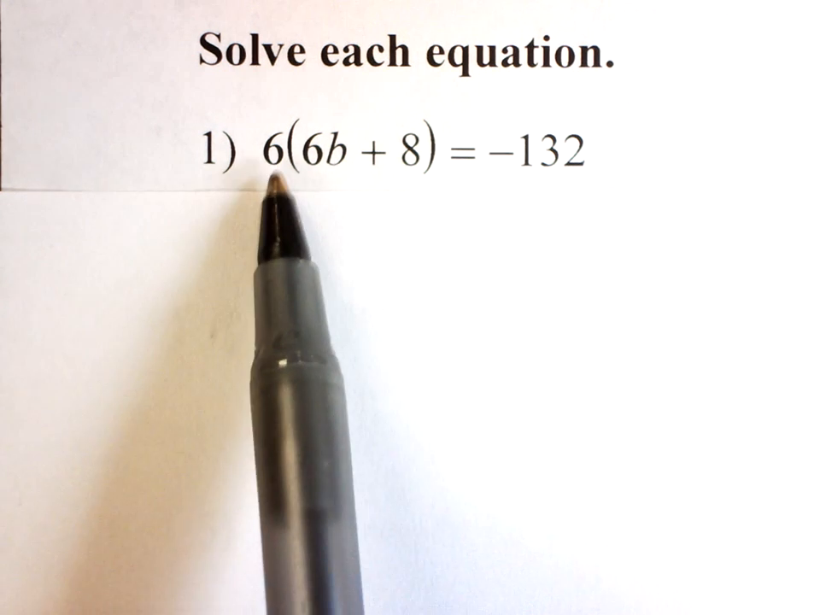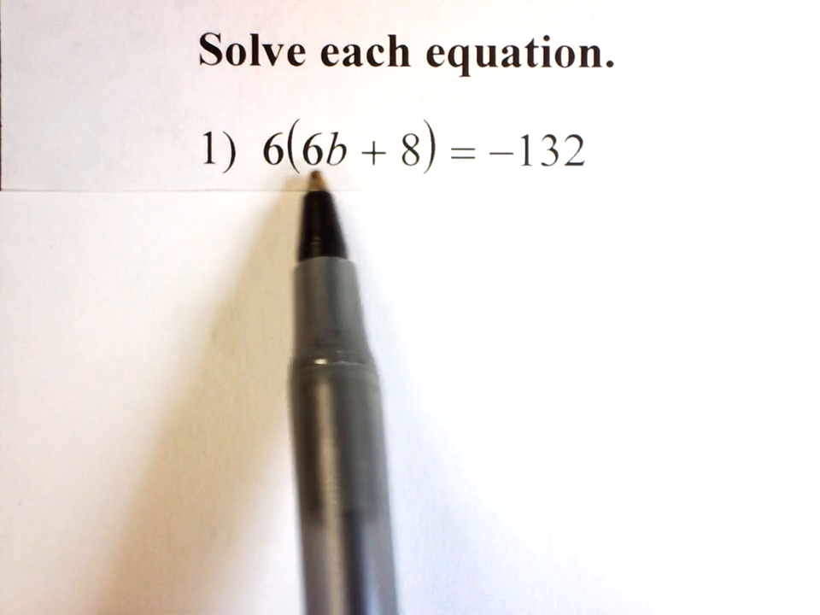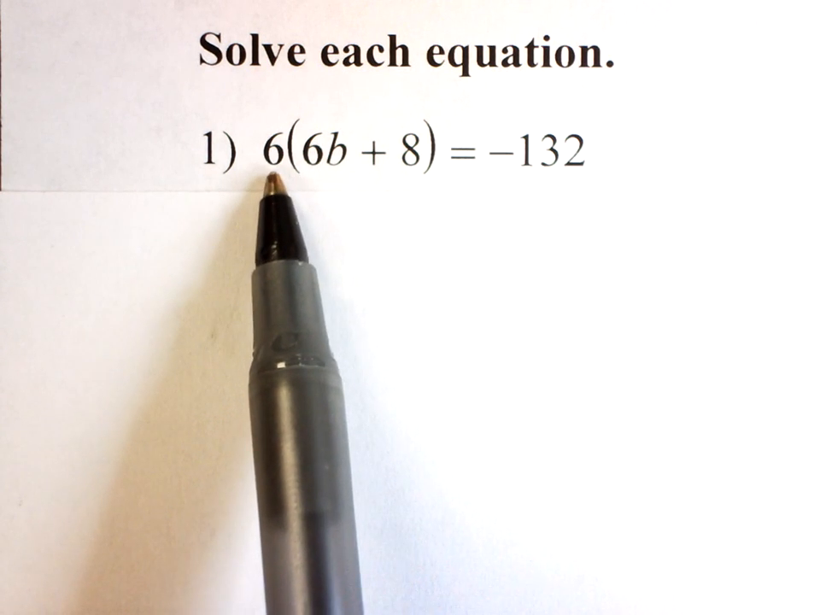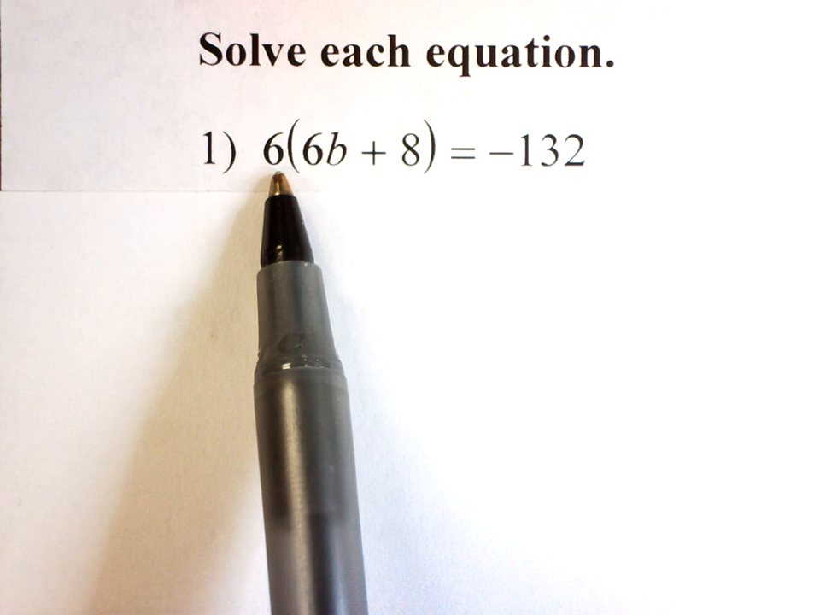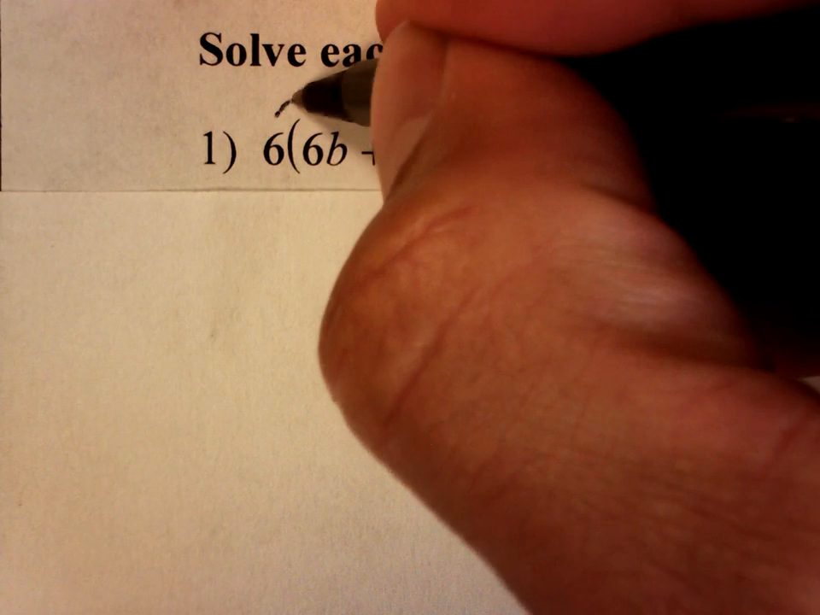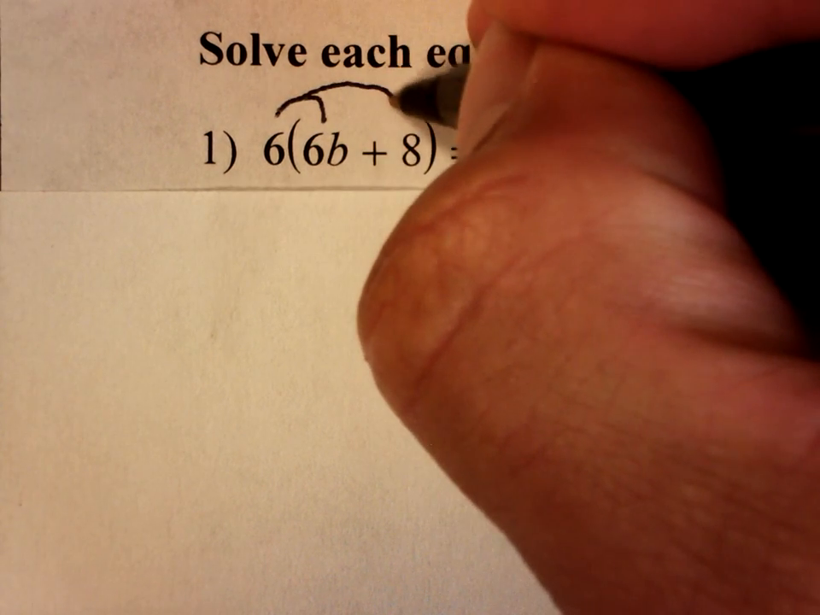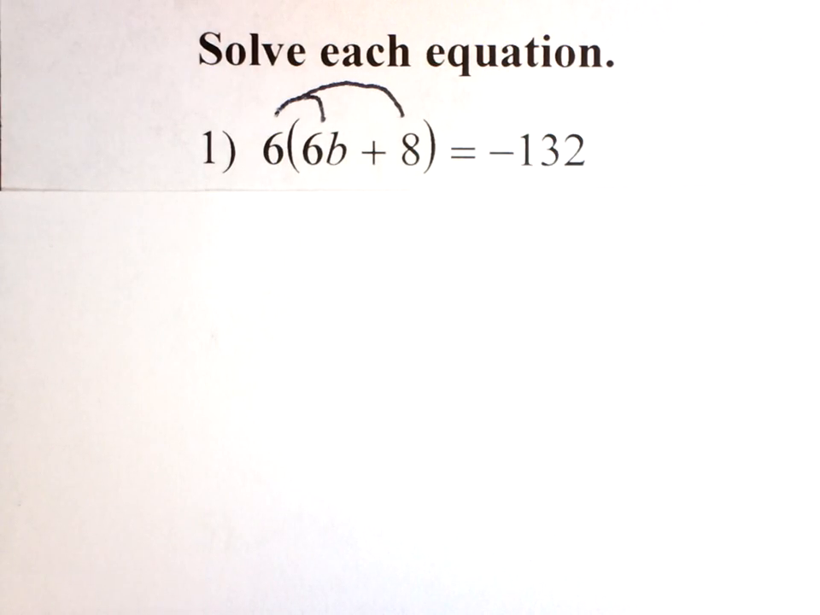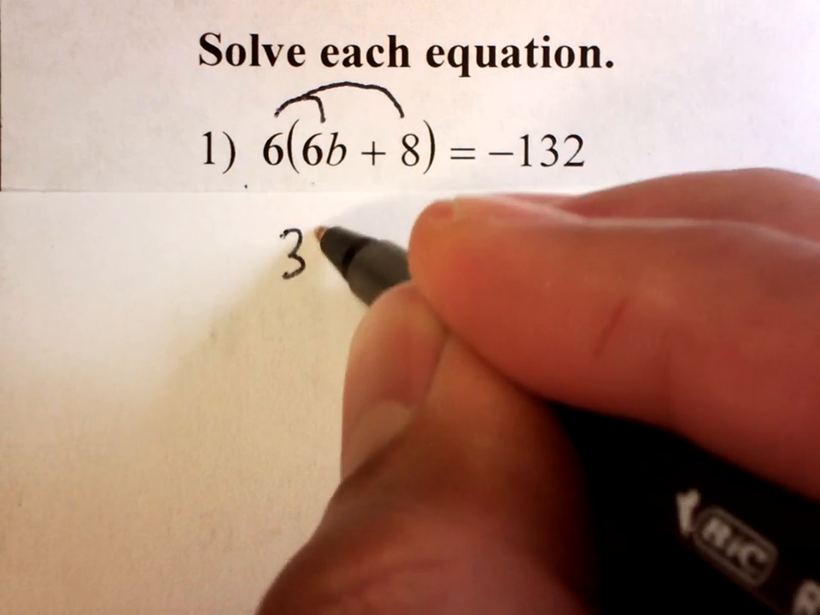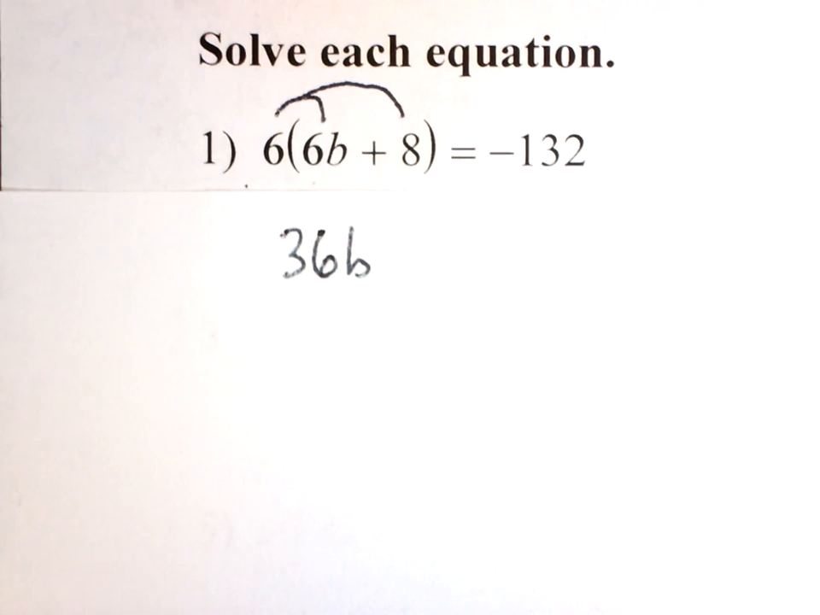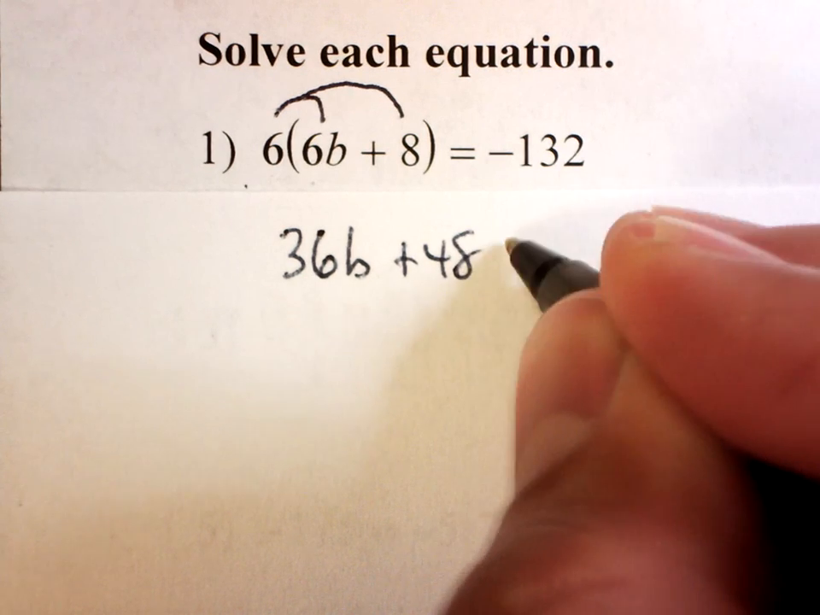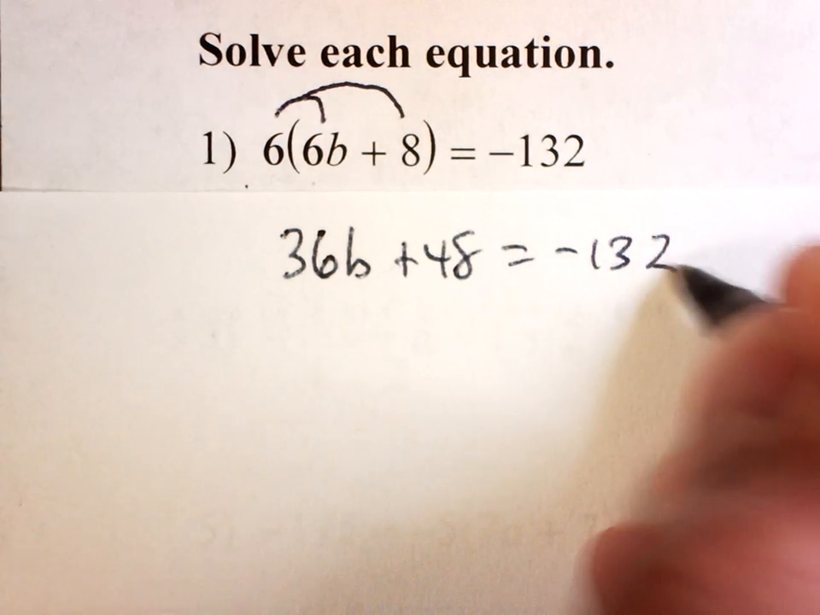And whenever I have a number outside of parentheses and it's touching the parentheses, like this 6, it means this number right here, the number outside, multiplies everything on the inside. So if it helps, draw arrows. So this 6 multiplies the 6b, and it multiplies the 8. It hits everything that's inside the parentheses. So 6 times 6b is just 36b. And then 6 times 8 is just 48 equals, and I bring down the negative 132.